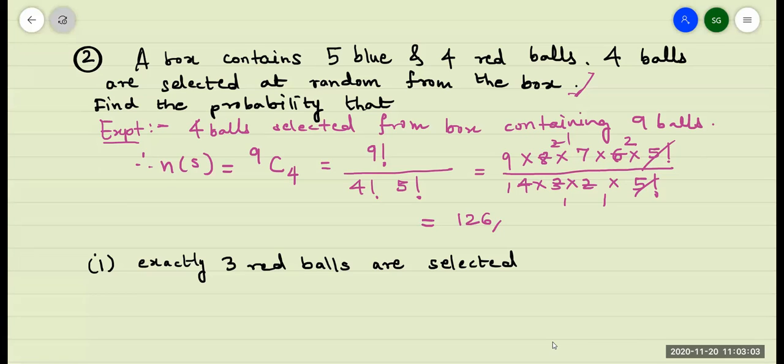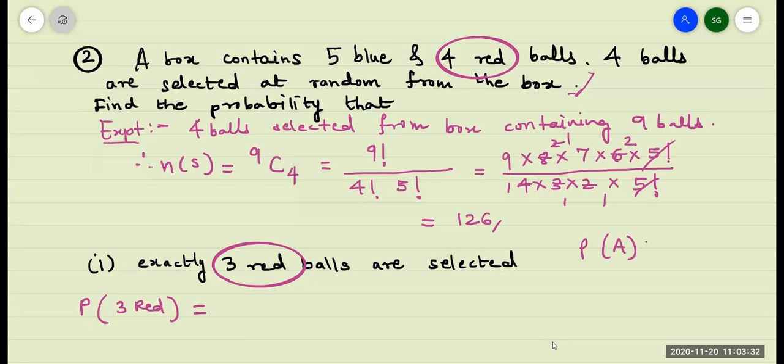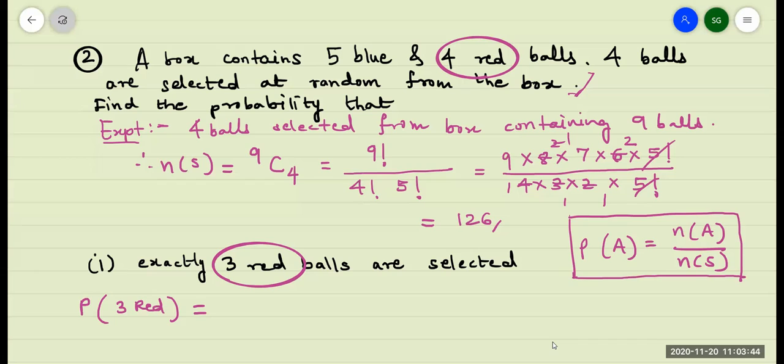Now, as per the question, that is as per the event, my numerator will change. Now, in the first part, the event is exactly 3 red balls. So these 3 red balls will come from these 4 red balls. So 4C3 is my numerator. Okay, so I write probability of 3 red is, by the way, always write the definition of probability here as usual, so you know which formula you are making use of. It is written here on the side.